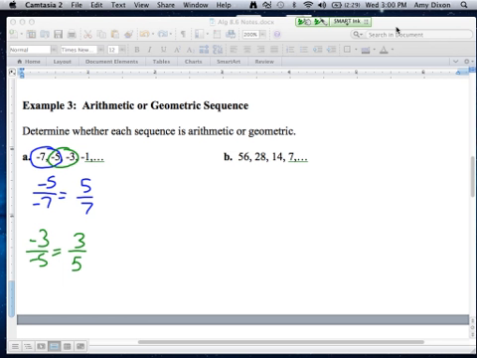What is actually happening, though, if you look, is we're adding 4 each time. And that is the same. If we're adding or subtracting the same number each time, then it's an arithmetic sequence. So this one would be arithmetic.